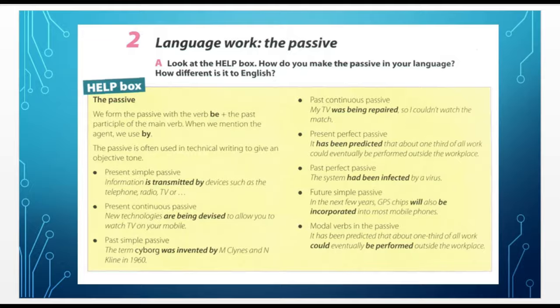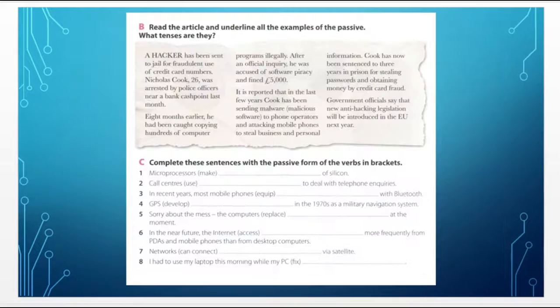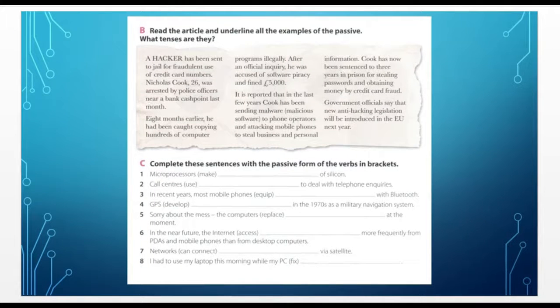Now in the next section, you see that explanation is given for you of what the passive is. Well, read please very attentively what the passive is, and how do you make the passive in your language, how different is it to English. And exercise B, read the article and underline all the examples of the passive. What tenses are they? Complete the sentences with the passive form of the verb in the brackets.